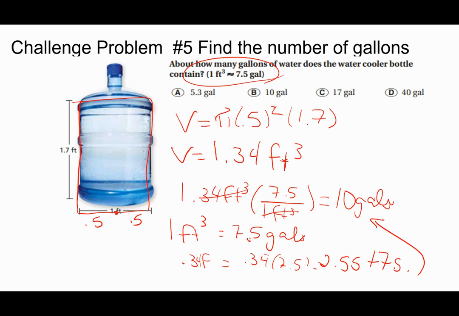If you're working on one of these challenge problems, we're converting from feet to gallons. If you are a little lost, just keep in mind that we have 1.34 cubic feet, and then a cubic foot is 7.5 gallons. That's a bit of a reach for us, putting a challenge problem in place. Okay, all right. Have a super day.